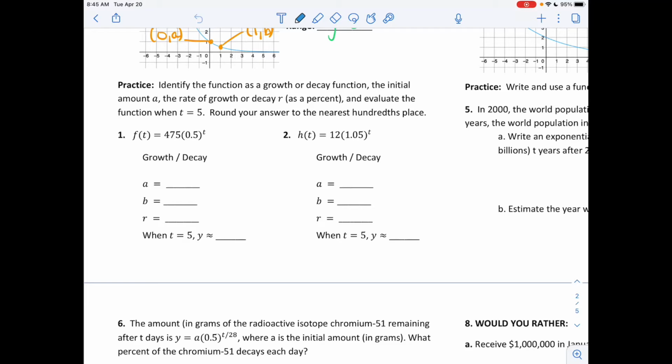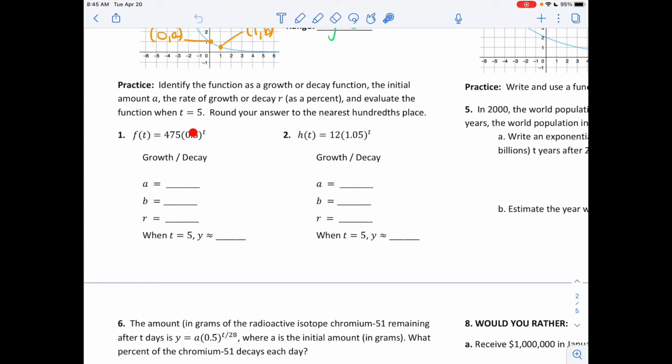Now let's look at a couple of examples where we are picking out the parts and pieces of the function. So the first thing that we want to do is identify the function as growth or decay, and then identify the amount A, the rate of growth or decay R as a percent, and evaluate the function when t is equal to 5, rounding to the nearest hundredths place.